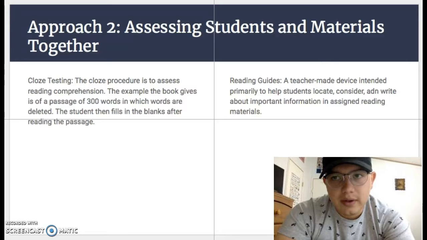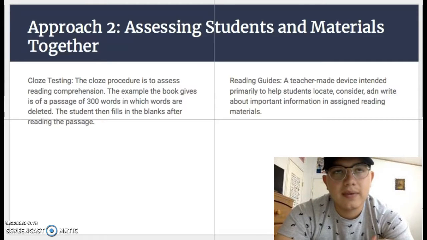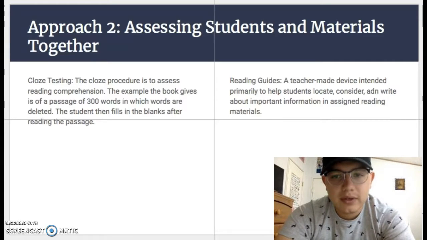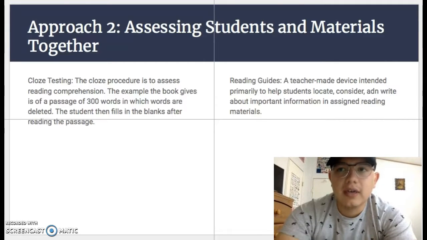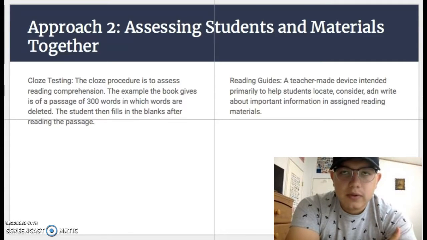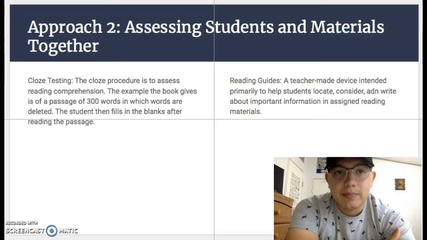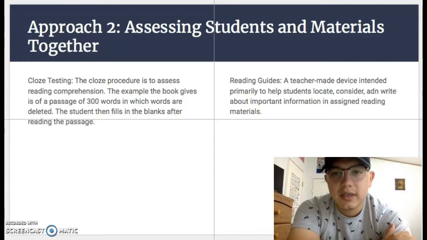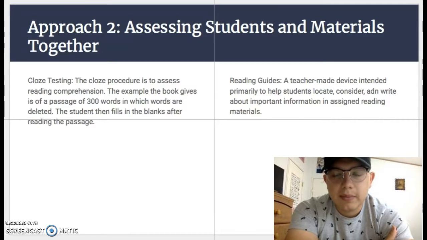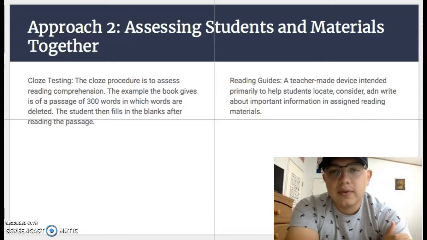Having the student sight read a certain piece, and then after playing it, writing it, taking away, every 2 measures or something, a note and having them put it back, which I think, for example, when you're in marching band, most schools require you to memorize the piece. And so I think that would be a good approach. And then the next one is reading guides, a teacher-made device intended primarily to help students locate, consider, and write about important information in assigned reading materials. So I think that could help too in memorizing.